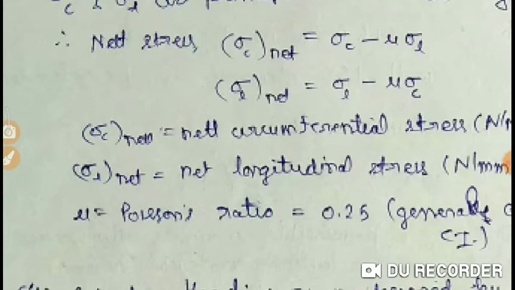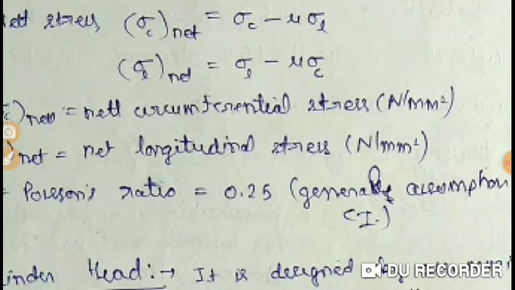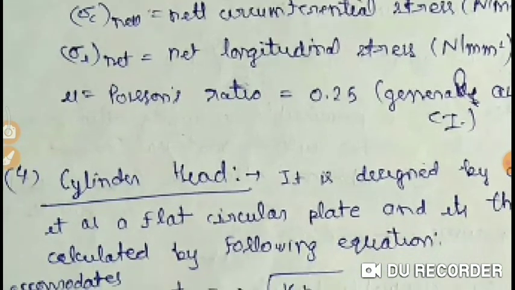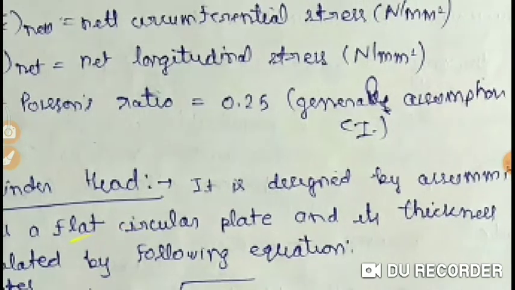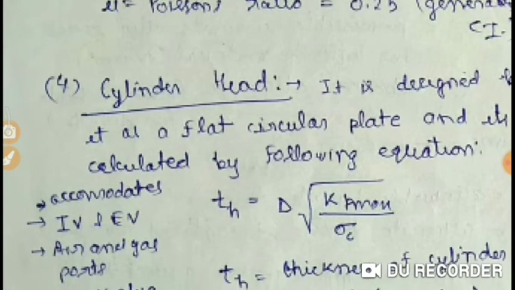Sigma c net is the net wall circumferential stress in Newton per millimeter square, and sigma L net is the net longitudinal stress that I already told you, and mu is the Poisson ratio whose value is generally 0.25. So this you have to remember, 0.25.